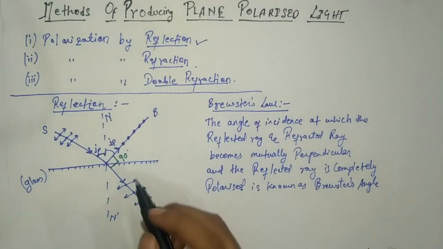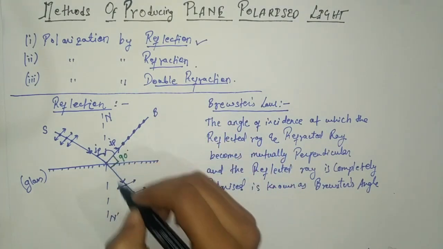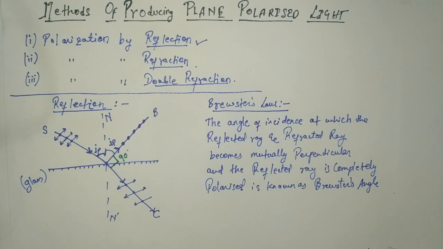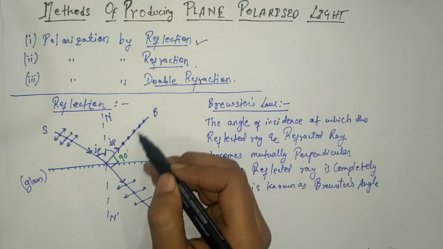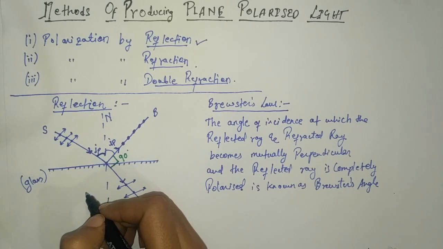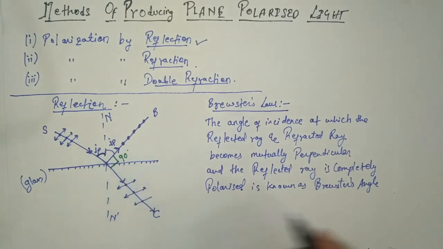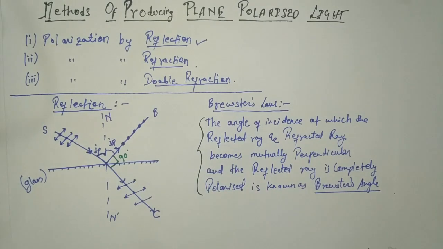So what are the considerations? That the reflected and the refracted ray will be mutually perpendicular, that is, 90 degree between them, and the reflected ray will be fully polarized, not partially polarized. Then this incident angle we have denoted as IP is known as Brewster's angle. So this is Brewster's law of polarization. This was the prequel to Brewster's law, the consideration we have to do before defining it.